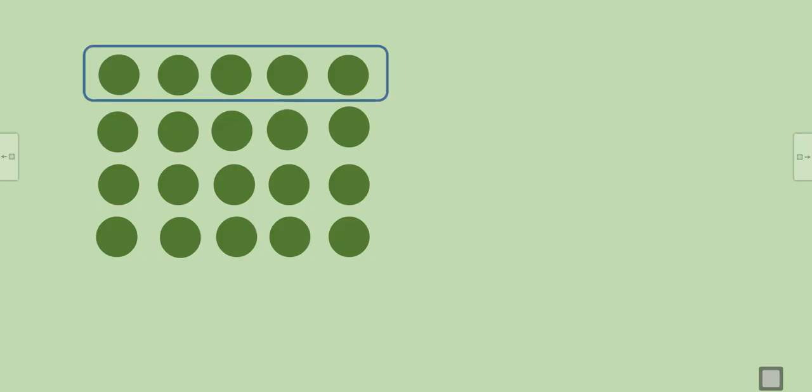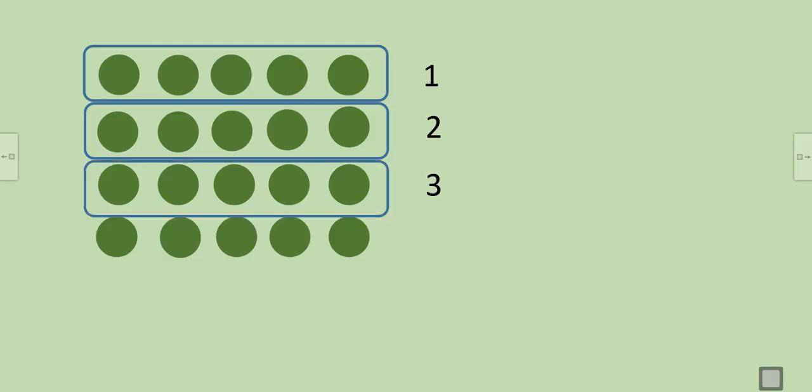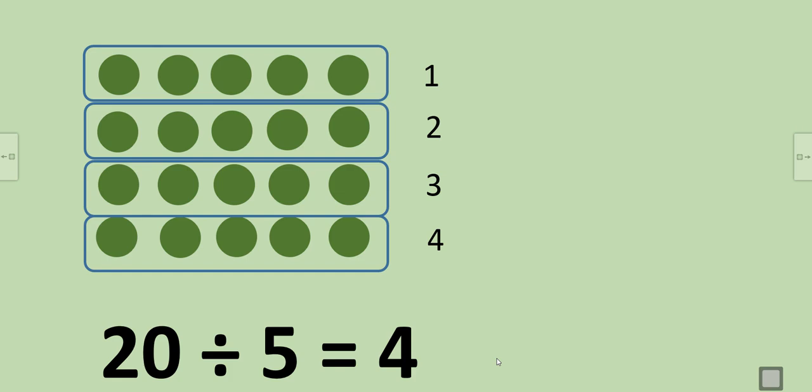So there's our first 5, so that's 1. There's another 5, that's 2. There's another 5, that's 3. And there's another 5, so that's 4. So we can see that 20 divided by 5 equals 4. There are no leftovers. It goes in very nicely. It splits up exactly into 4 lots of 5. Good. And if we look at this answer, then it certainly does seem that you take this number, you divide it by something, and the answer is smaller.